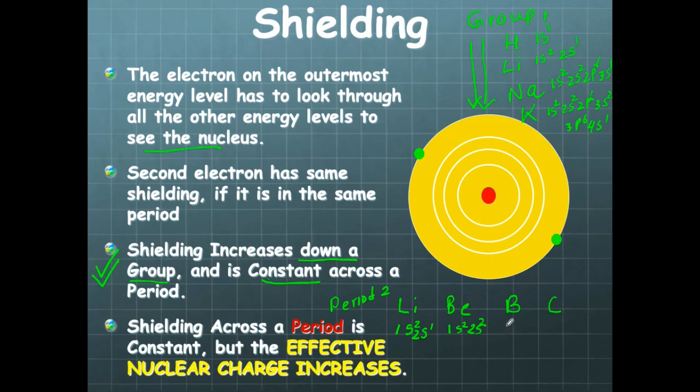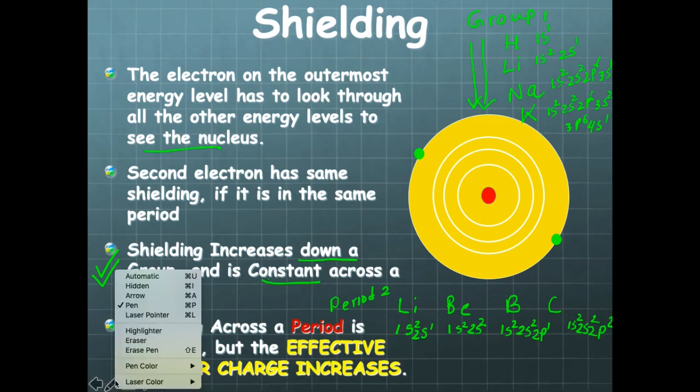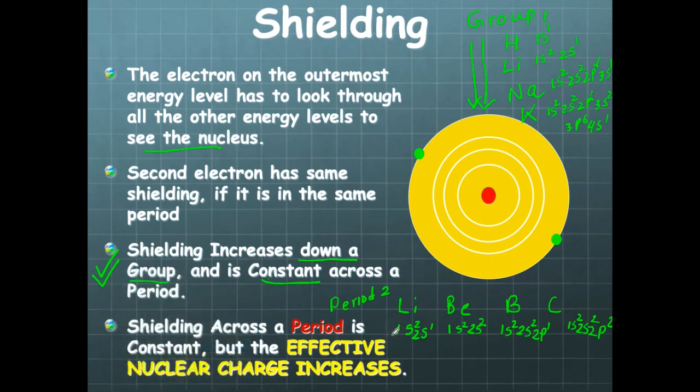And boron has this 1s2, 2s2, 2p1. And carbon is 1s2, 2s2, and 2p2. So the number of core electrons across a period are staying constant. So let's look at these core electrons, electrons that are present in the inner energy levels.